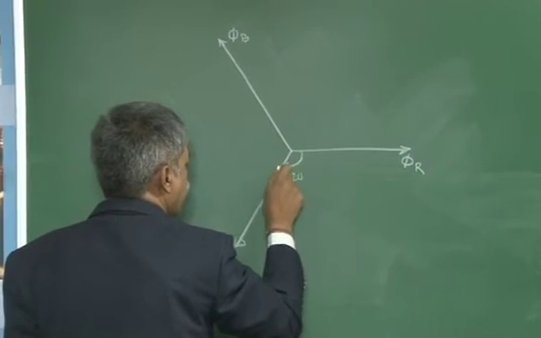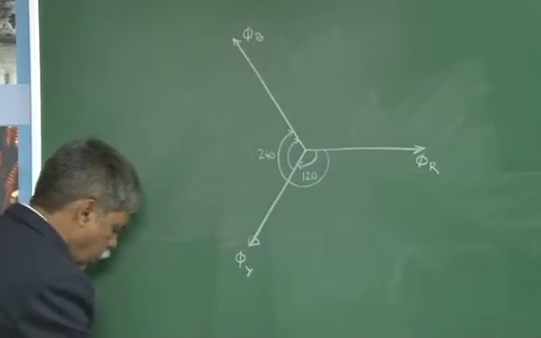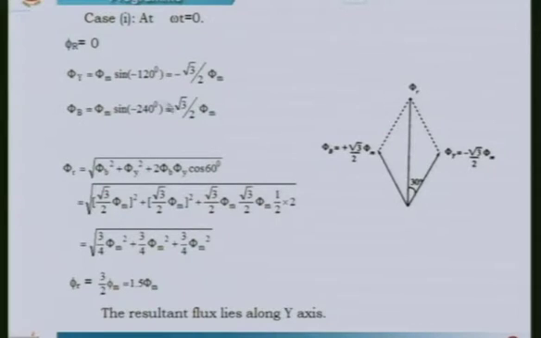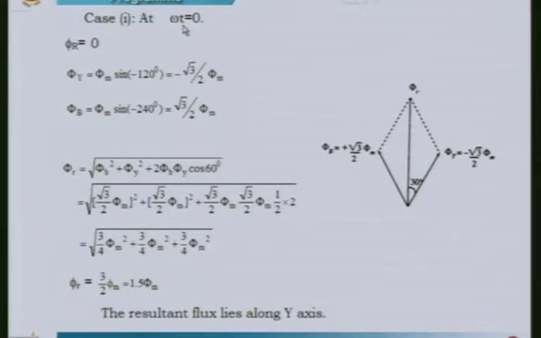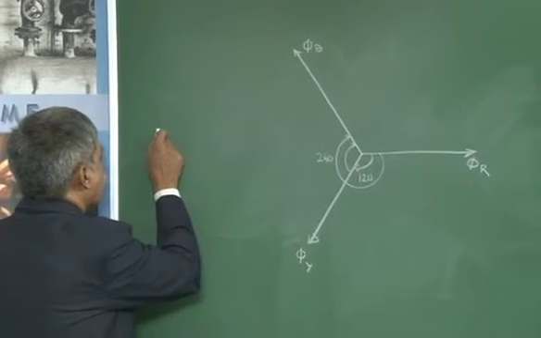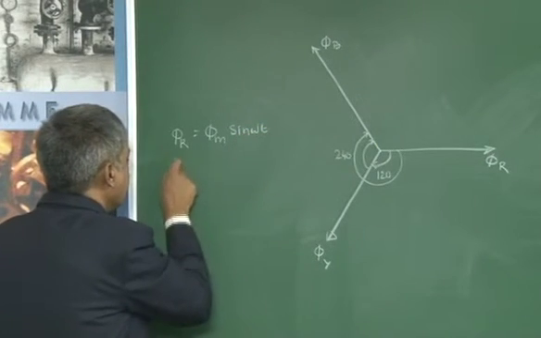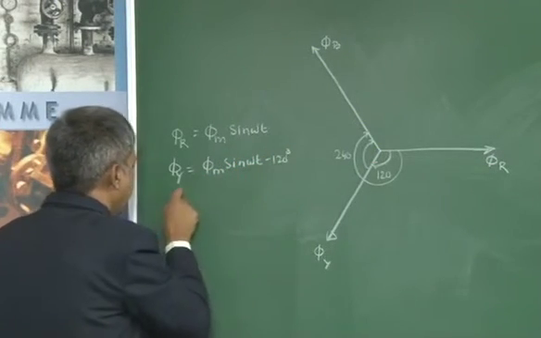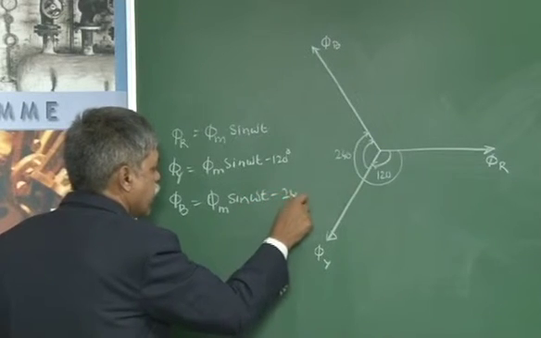So this is 120 degrees, is also 120, or the total angle you have is 240. Now what is the purpose of these fluxes? I don't have any poles here. So if I consider a particular instant when t is equal to 0, omega t is equal to 0, that means for a given position like this, I have the flux phi r will be phi m sin omega t, phi y will be phi m sin omega t minus 120 degrees, and the third flux phi b will have a maximum value of phi m sin omega t minus 240 degrees.